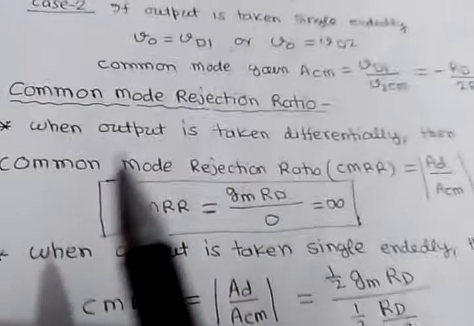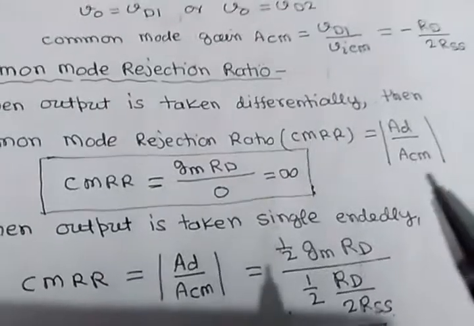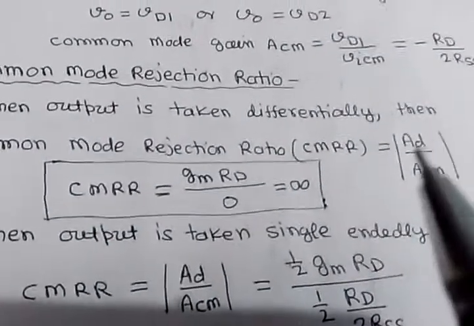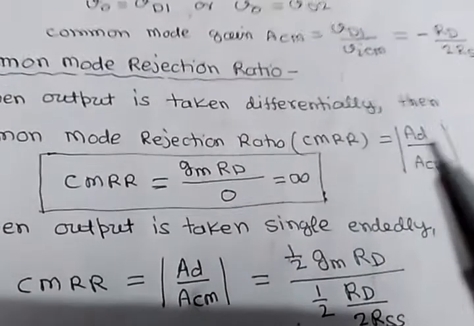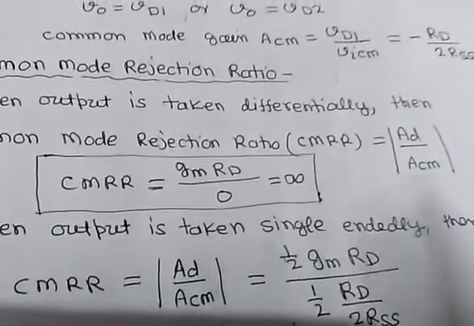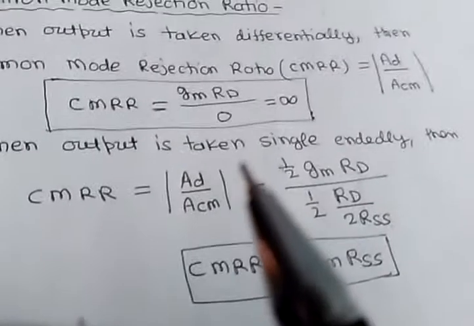First, when output is taken differentially, in this case common mode rejection ratio will be AD upon ACM. In this case, when output is taken differentially, AD is gm RD and ACM is 0, so common mode rejection ratio will be infinite. Another case is when output is taken single-endedly.